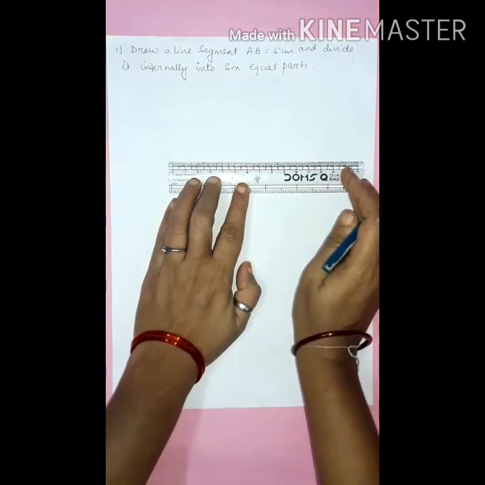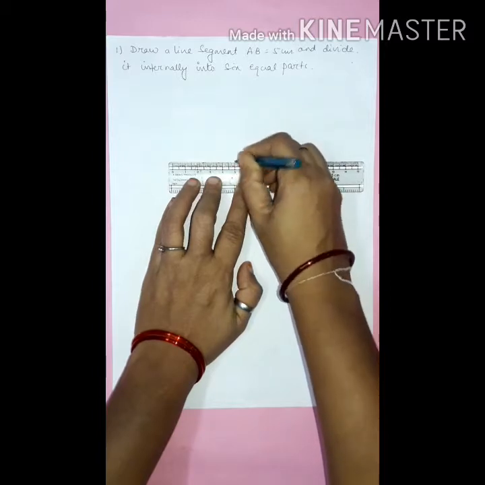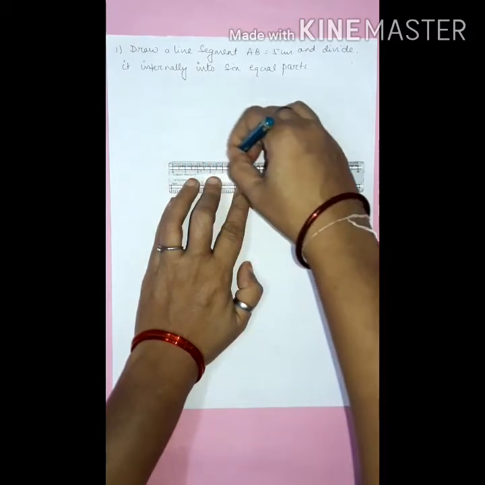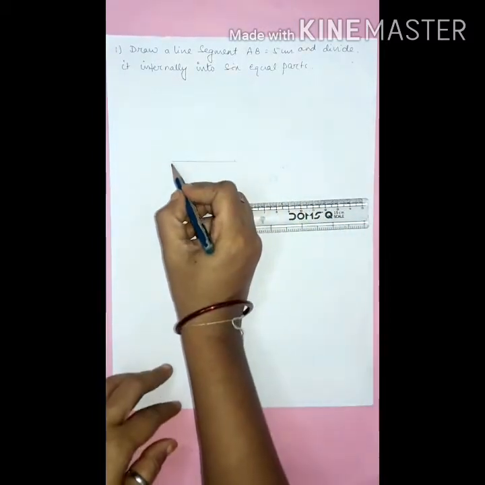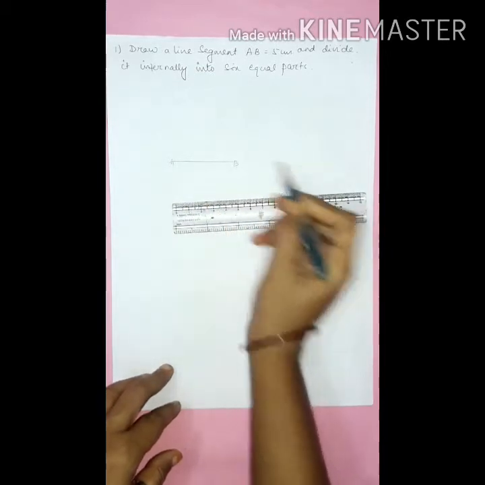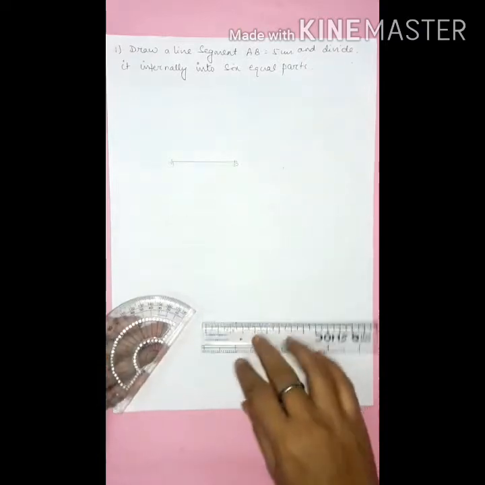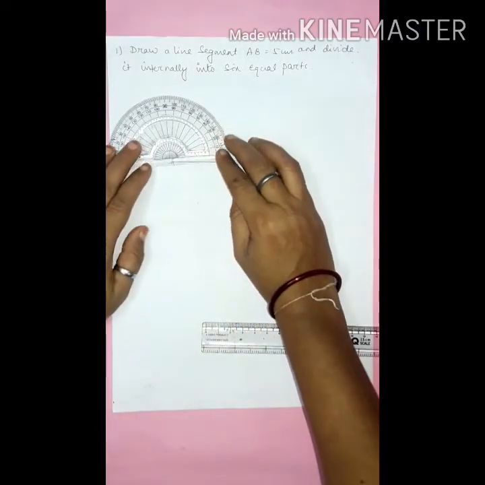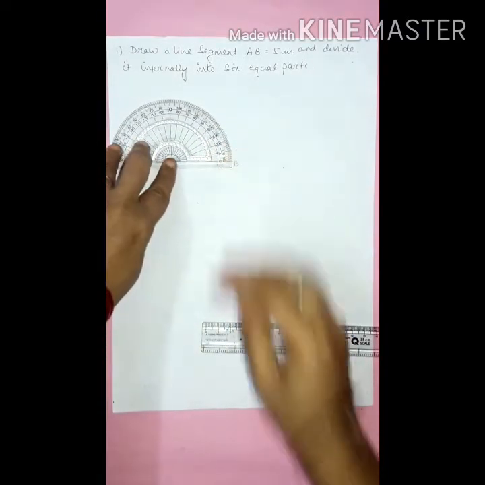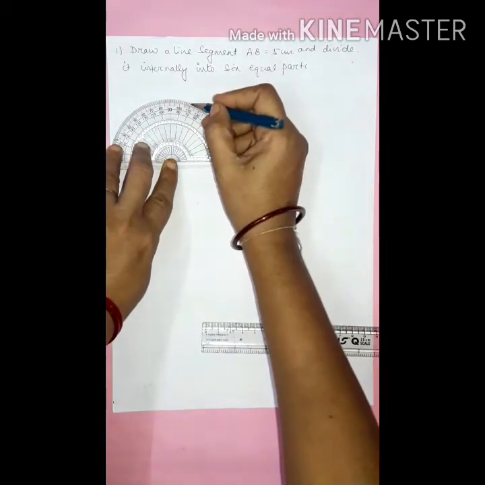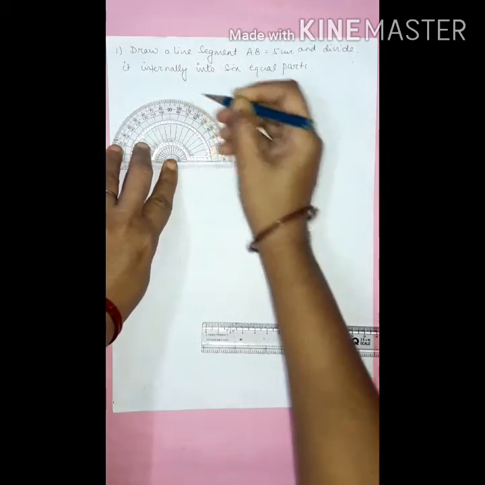All of you know, make the scale correctly and position. This one is the 5 centimeter. So this is point A and this is B. Make it A and B. From point A, we have to construct any acute angle, like 60 degree, 50 degree, whatever it may be. I am constructing the 70 degree.